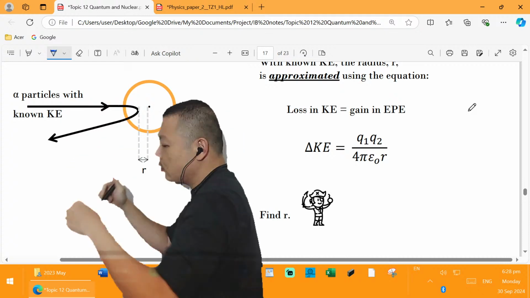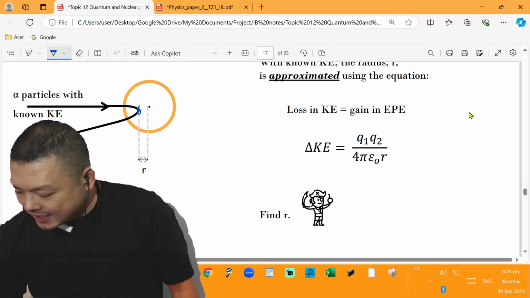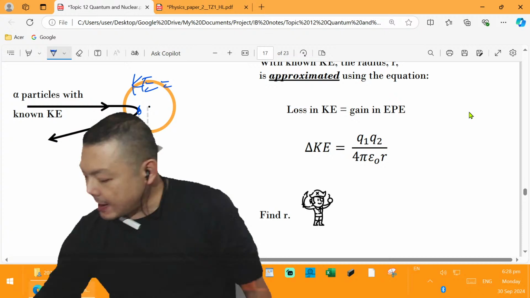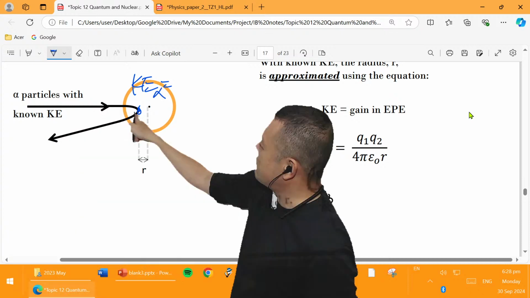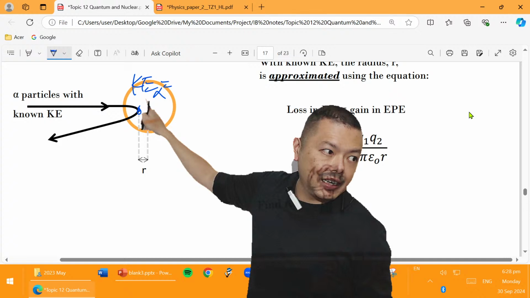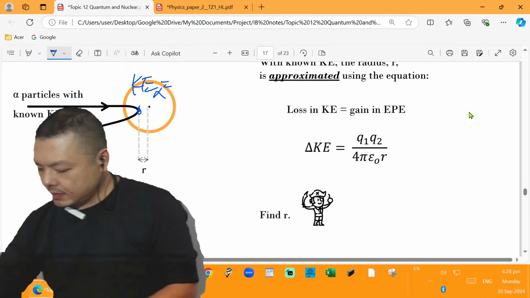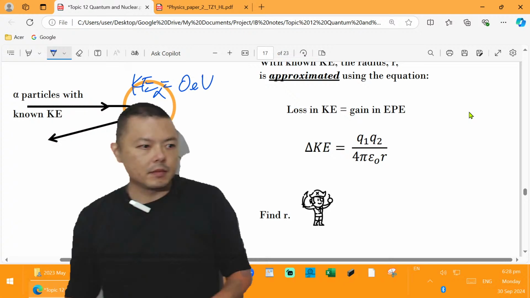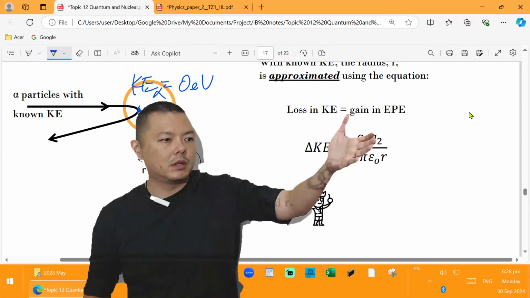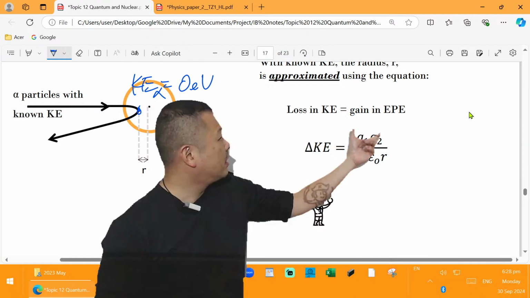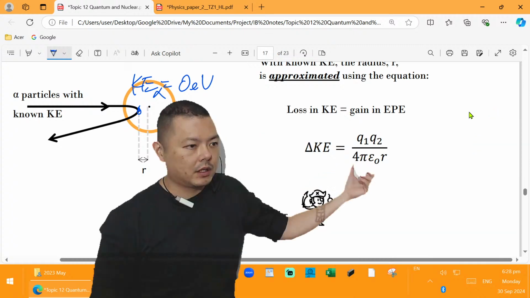So we have to understand what the KE is here. What's the KE of the alpha particle right next to the target nucleus? What's the KE there? 0. Why did it become 0? Because it got converted into electric potential energy. It's on the brink of U-turning.